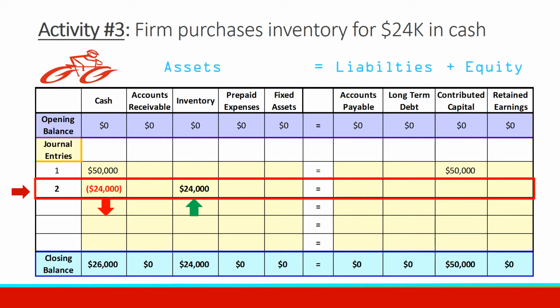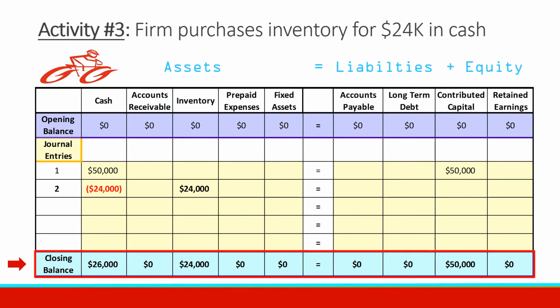So cash has dropped by $24,000 because we purchased inventory. And then if we go over to the inventory column, we can see that inventory has increased by $24,000. And so we have engaged in a different way of changing the balance sheet equation. We have had the asset side of the equation drop by $24,000 and increase by $24,000 within the same journal entry. This is called an asset swap.